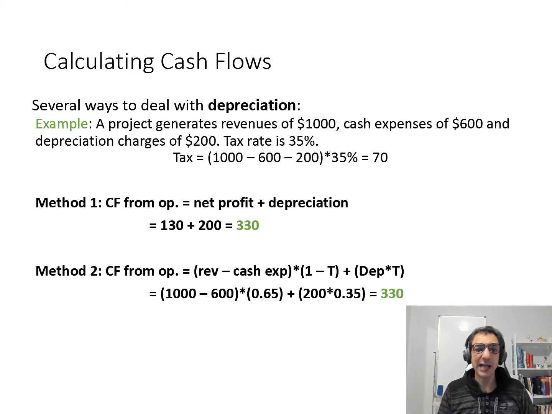Here, look at this example. You have a project which generates $1,000, the cash expense is $600, and depreciation is $200. Let's assume the tax rate is 35%. So we can calculate the tax. In this case, it's $70 tax you are paying. So if you use the first approach, you are adding back the depreciation. So what is your net profit here?